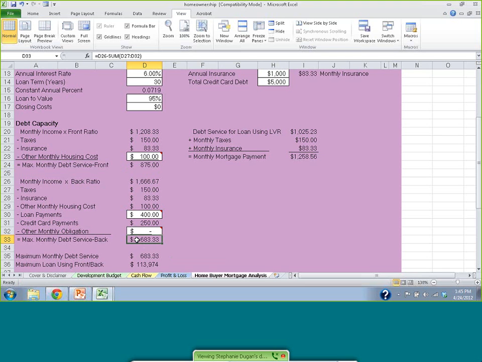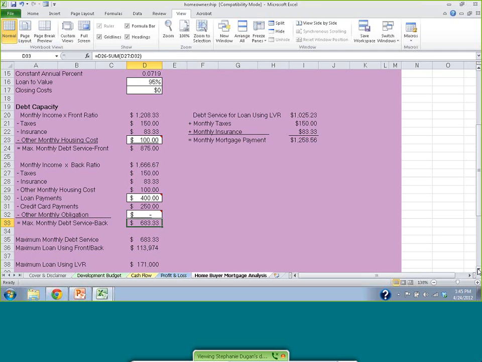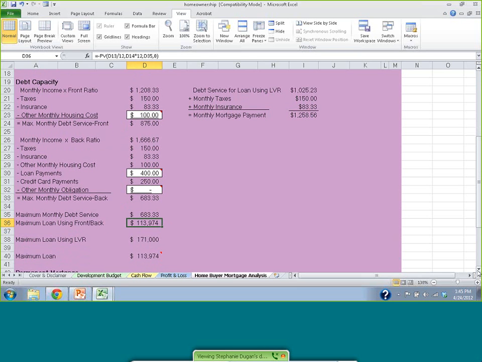So this is the more limiting of the two ratios, and it will be what the bank would be willing to finance. So the maximum debt service is your $863, and the maximum amount that you could finance is $113,974. The maximum amount based on a loan to value is much higher, $171,000, but the maximum loan for this home buyer, because of their income and their reoccurring debts, is only $114,000.